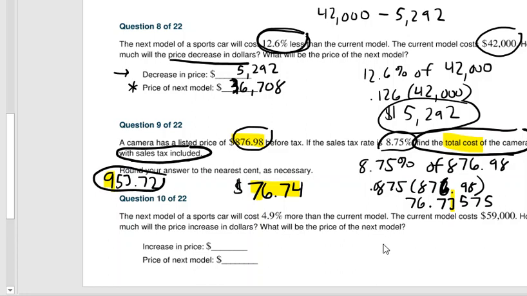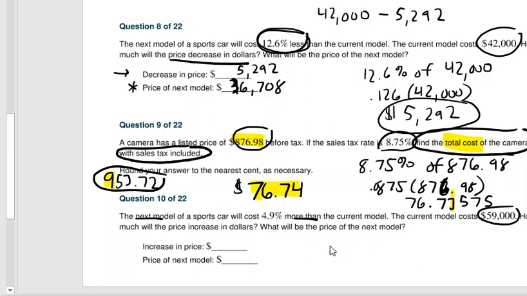Okay, question number 10 says the next model of a sports car will cost 4.9% more than the current model. So the next model is going to be more than the current model. The current model costs $59,000. How much will the price increase in dollars? What will the price of the next model be?